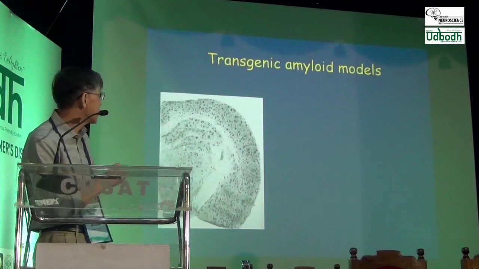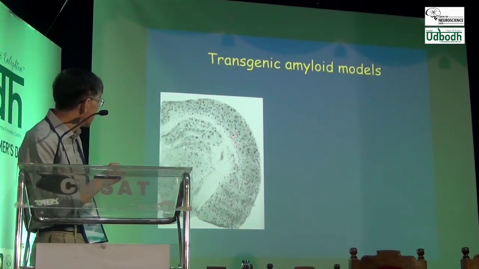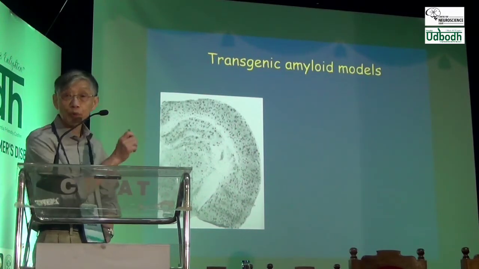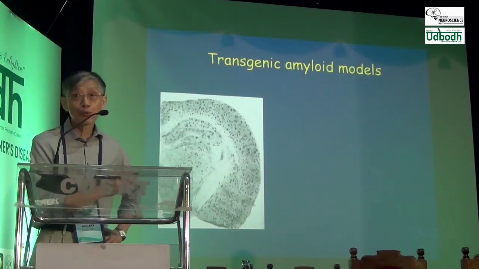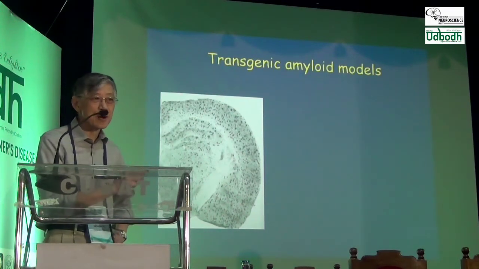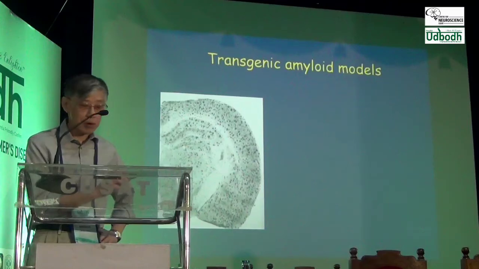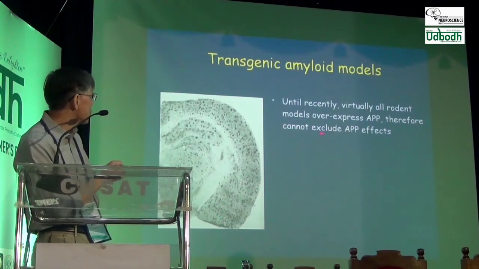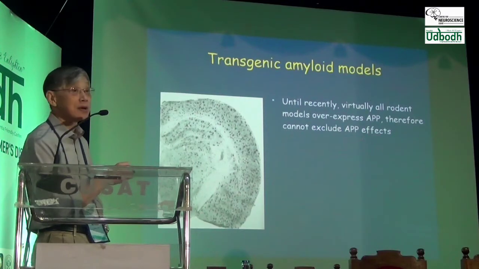So here's an example of a transgenic mouse model. All you have to appreciate is that this is a cross-section of a mouse brain, and each black dot is one of the amyloid deposits. So we can generate mice with a ton of amyloid deposits in brain. That's not the problem. The problem really is virtually all rodent models overexpress APP.